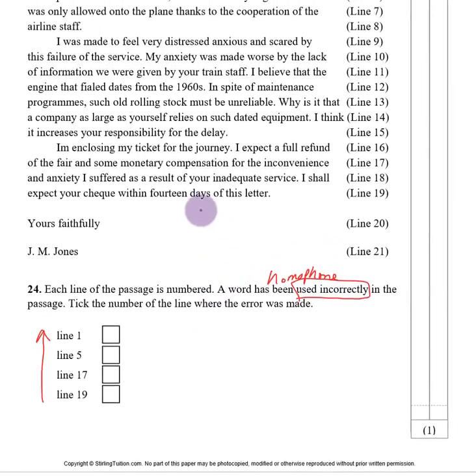So homophone, start with 19. I'm looking at 19, expect your check within 14 days of this letter. So that's all fine. Straight up to 17. Of the fare, so I expect a full refund of the fare. This is like the fun fare. The fare she's talking about is this fare. So it's 17. And also point at each word. You're not reading the sentences for understanding. You're just finding words. So with your pencil, point at the words, and it draws your eye more to each individual word, and you'll be able to spot if there's a mistake.